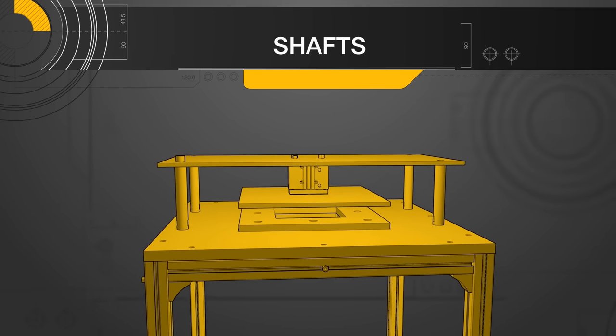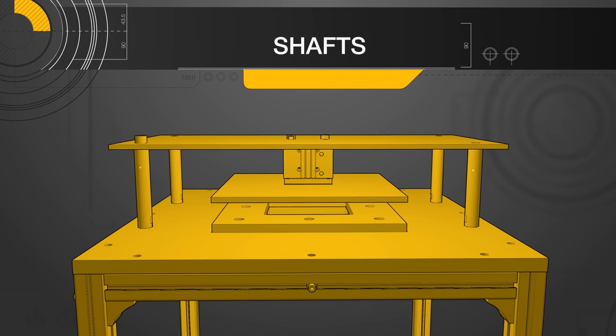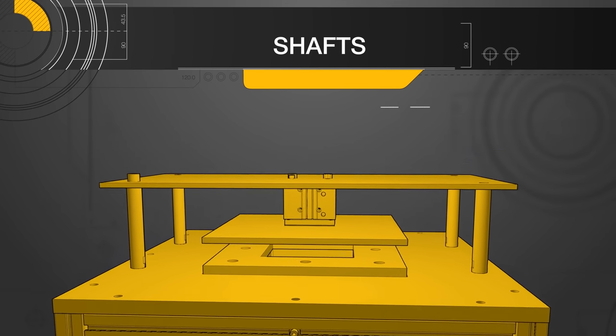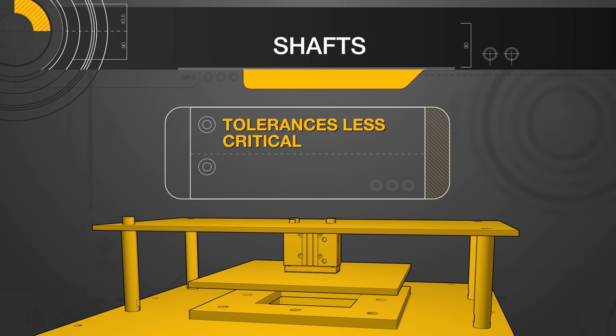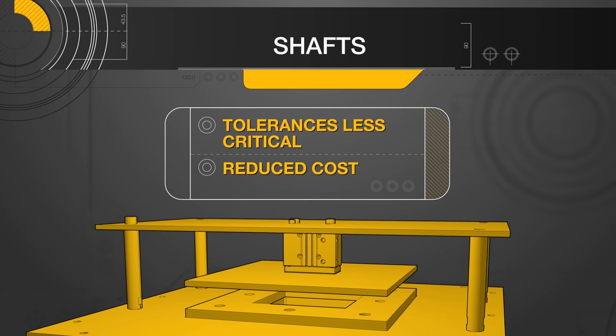Also known as standoffs, these shafts are meant for static support. Because posts and its mating components are not in motion, tolerances are not as critical, leading to a reduced cost.